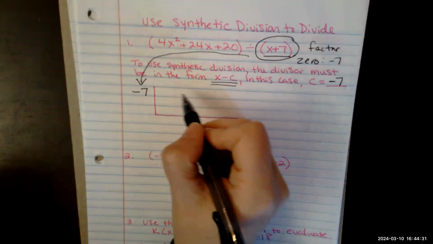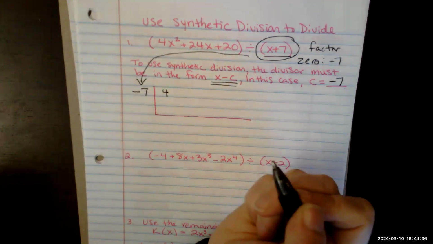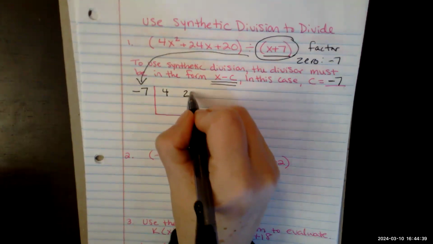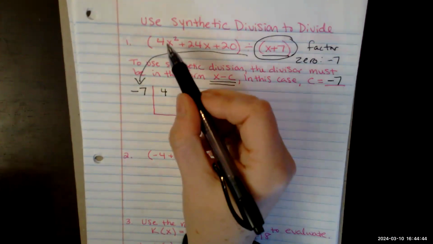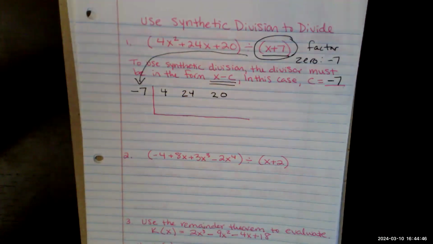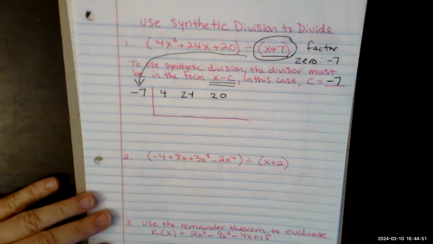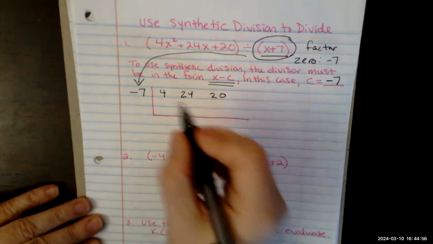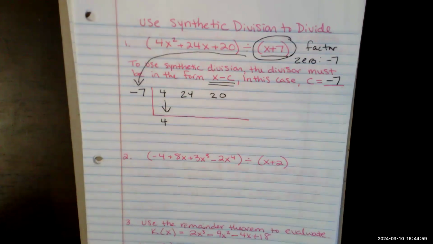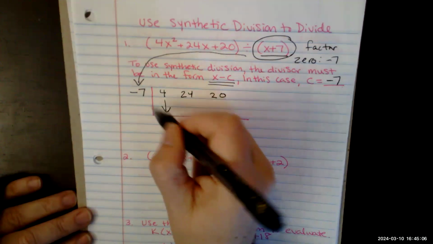Next thing we do is instead of putting the whole equation in here, we just put the numbers. So 4 for 4x squared, 24 for 24x, and 20 for the constant. If something was missing, I would put a 0. Okay, how do we do synthetic division now that we set it up? So we took the opposite of this, put it outside, and then just put the coefficients in here. Well, you will always just bring the first one down. Then you will multiply times what is out front, 4 times -7.